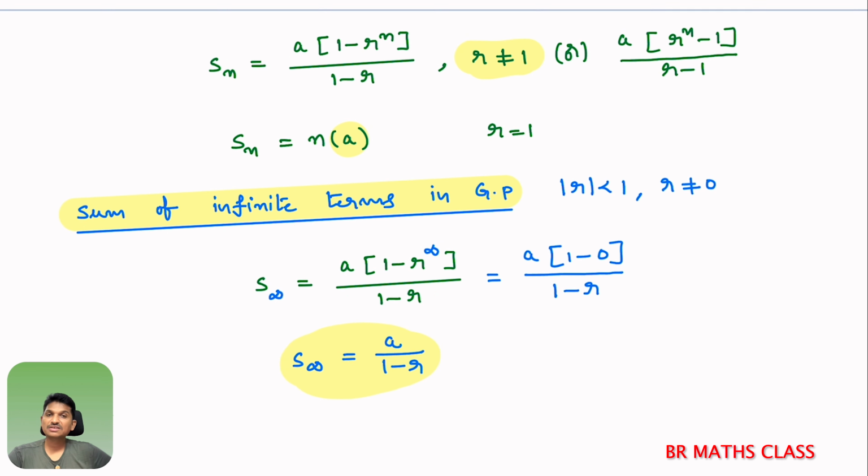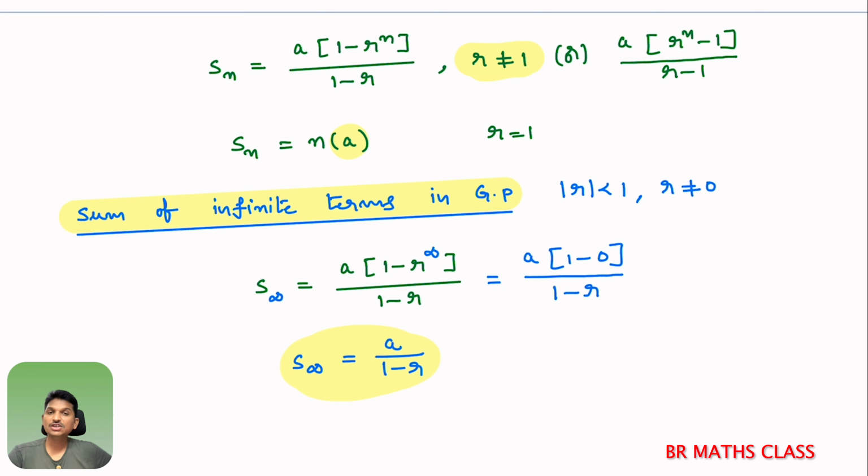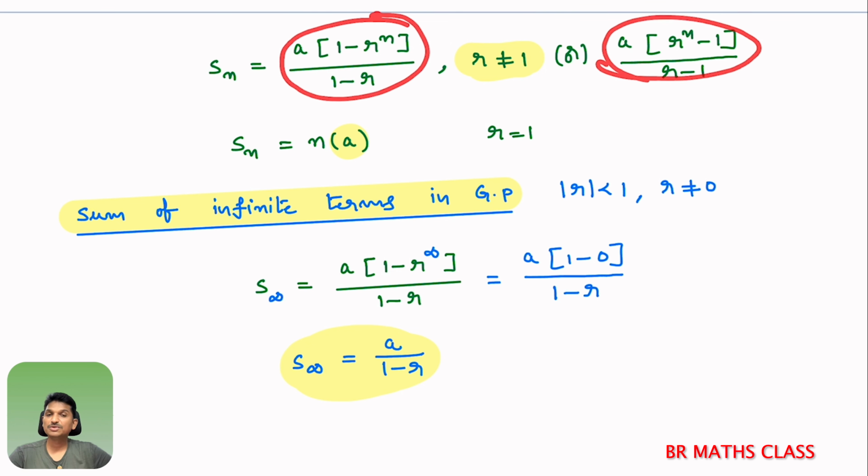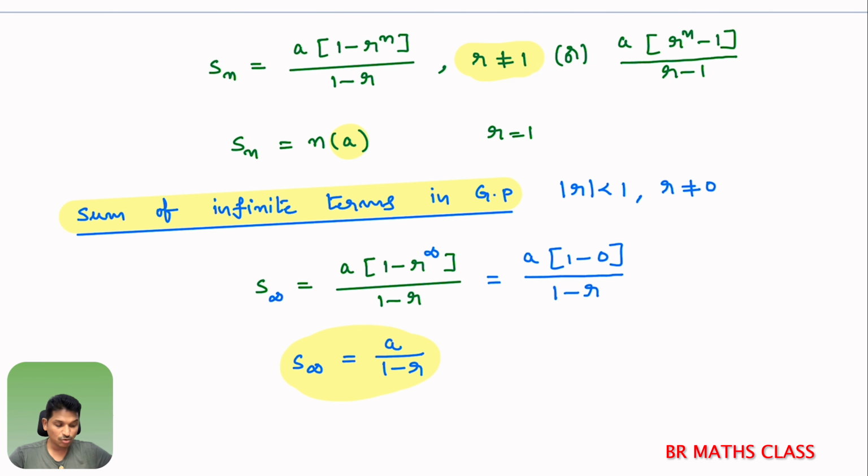I hope you understand the formulas for sum of n terms in geometric progression. And see, what is sum of n terms in geometric progression? This or this. You can use any formula to calculate sum of n terms in geometric progression. This formula doesn't work when r equal to 1. This formula works only when r not equal to 1. When r equal to 1, sum of n terms in geometric progression, directly you can write Sn equal to na. Sum of infinite terms in geometric progression formula is a divided by 1 minus r.